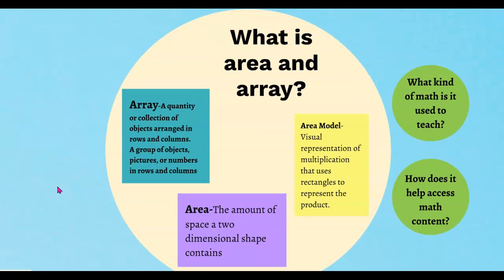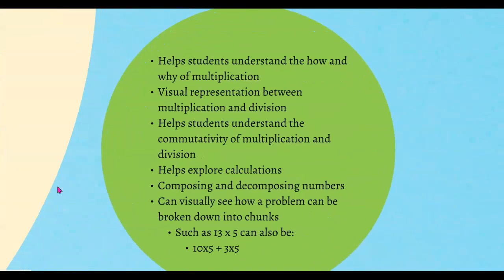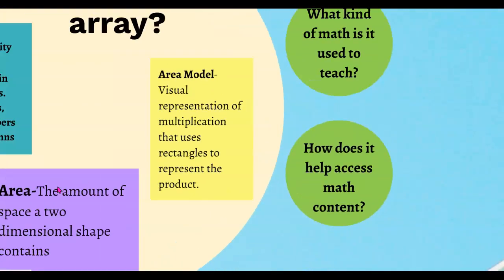Next, let's talk about how it helps our students access math content. This helps students understand the how and why of multiplication by giving them a visual representation between multiplication and division. It also helps students understand the commutativity of multiplication and division, helps them explore calculations, and helps them learn how to compose and decompose numbers. They can visually see how a problem can be broken down into chunks. For example, 13 times 5 can also be represented as 10 times 5 plus 3 times 5.